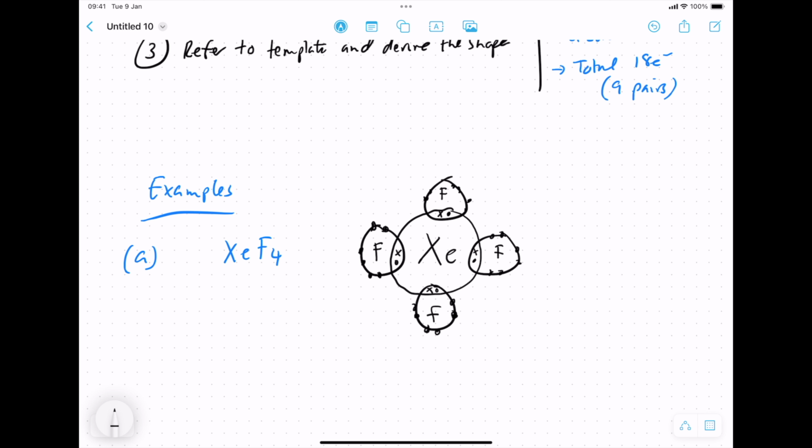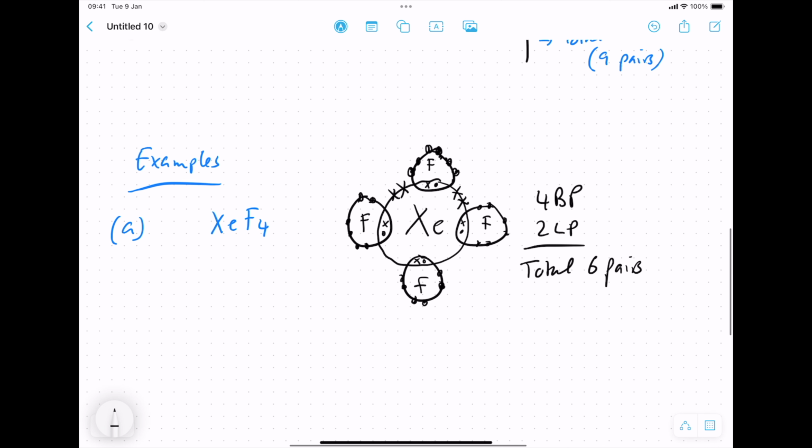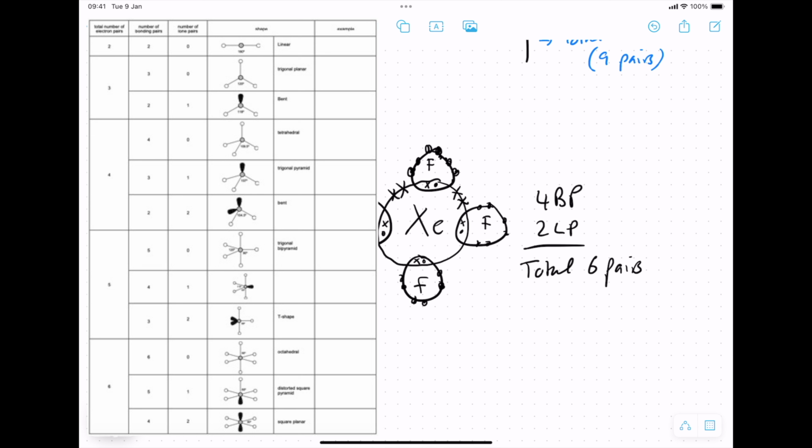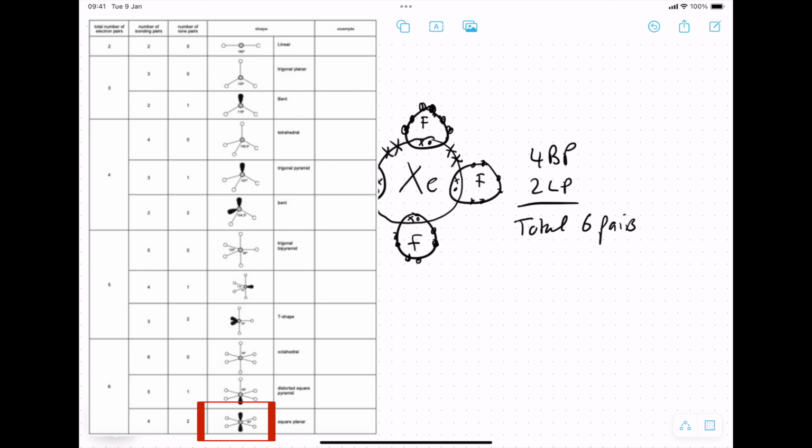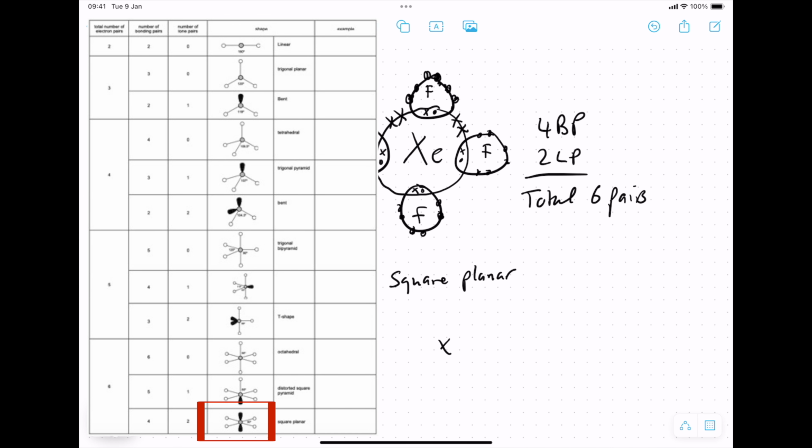So that's the fluorine sorted, and we can see in doing this, xenon has used 4 of its electrons. Well, xenon is in group 8, so if it's used 4 of its electrons, that means it's going to have 4 electrons left over. As you can see in my diagram, there are 4 bonded pairs, there are 2 lone pairs, so that's a total of 6 pairs. And then if I refer to my template, I can see that when you have 2 lone pairs and 4 bonded pairs, the lone pairs arrange themselves 180 degrees apart to minimize repulsion, which leads to a square planar shape.